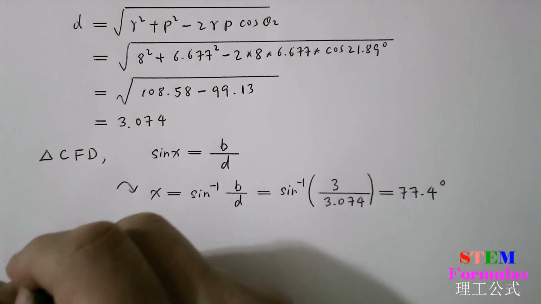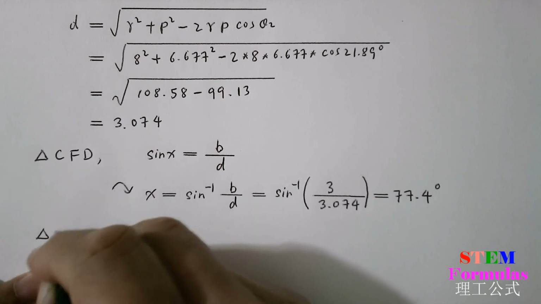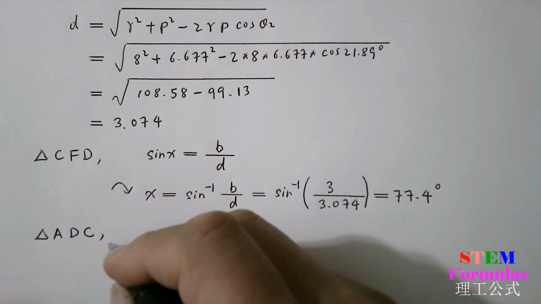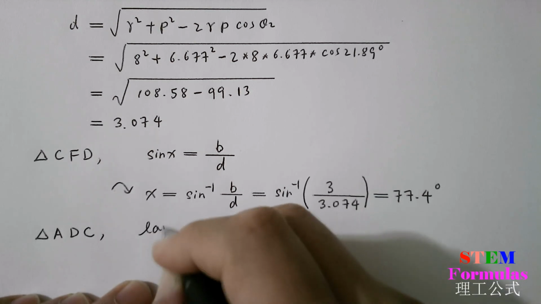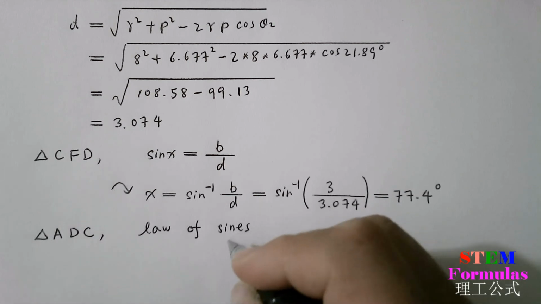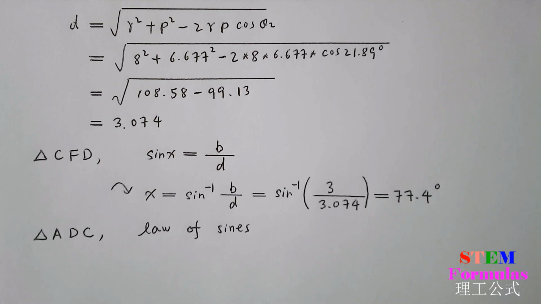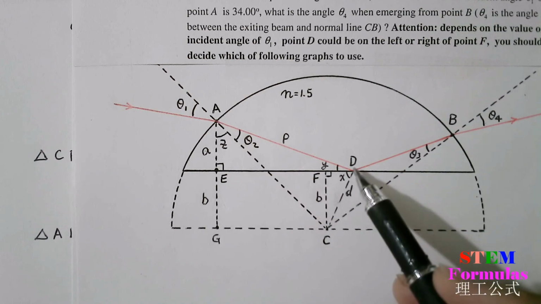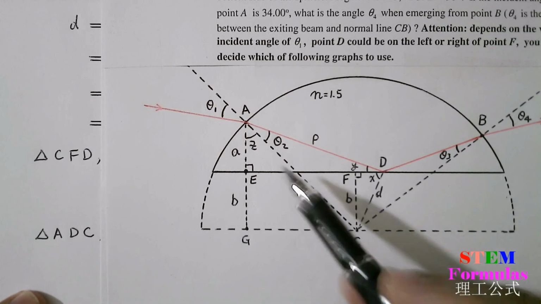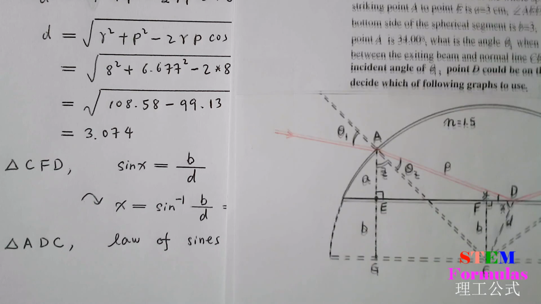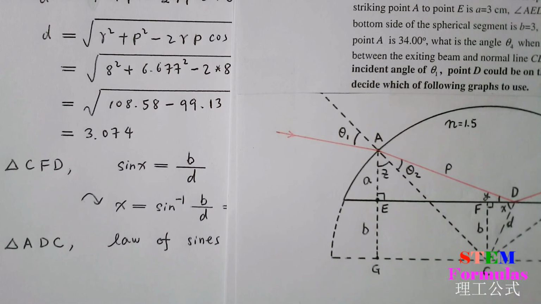And next step, I consider triangle ADC. By law of sine, and I use law of sine. I get the following for triangle ADC. I use law of sine.